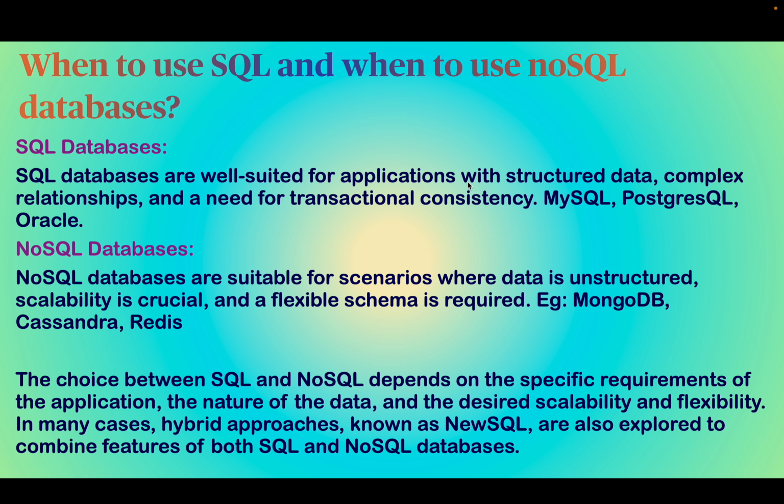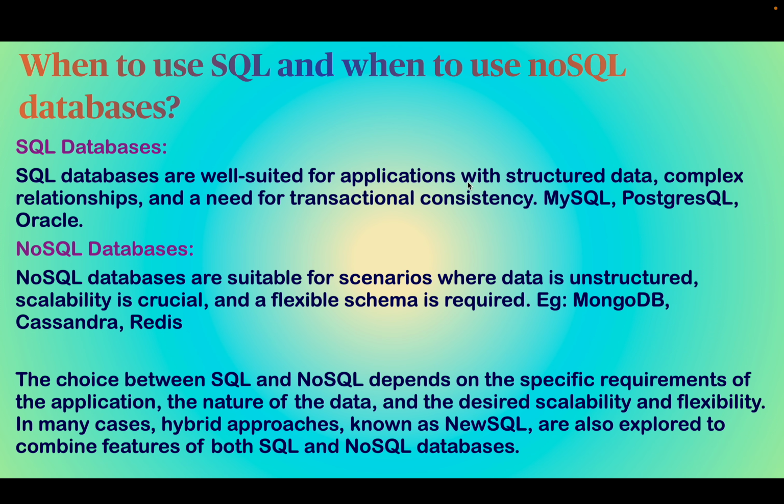And the NoSQL databases are suitable for scenarios where my data is unstructured. I don't know what response I may get, and I won't be able to structure my data. And scalability is crucial. It's easy to scale NoSQL databases, and they are flexible. I can use a flexible schema. In all these cases, I can go for NoSQL databases, and NoSQL is gaining popularity. A few of the NoSQL databases are MongoDB, Cassandra, and Redis.